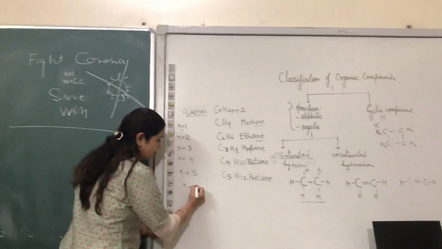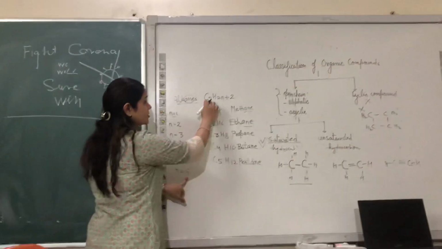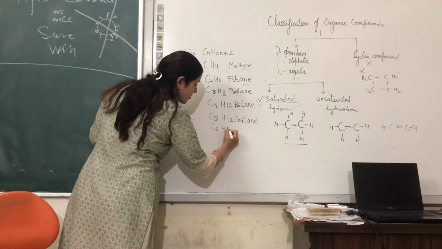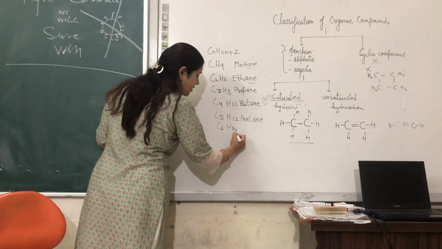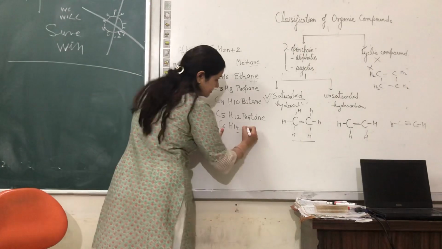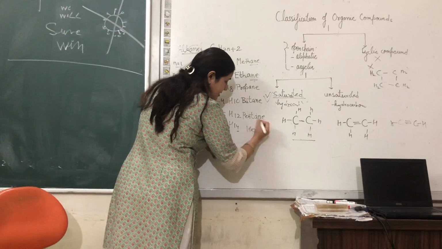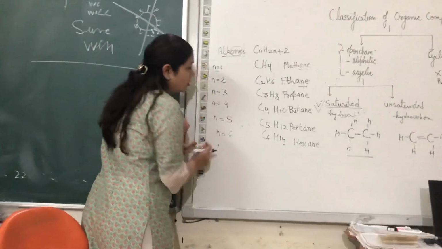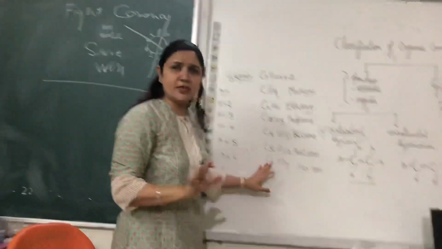n equal to 6. When you put 6 over here, it will come C6H14. Hex, and the suffix is ane. So likewise, it is all given in your books.